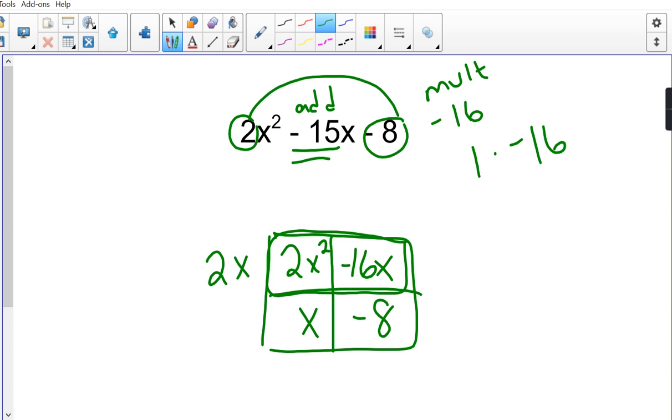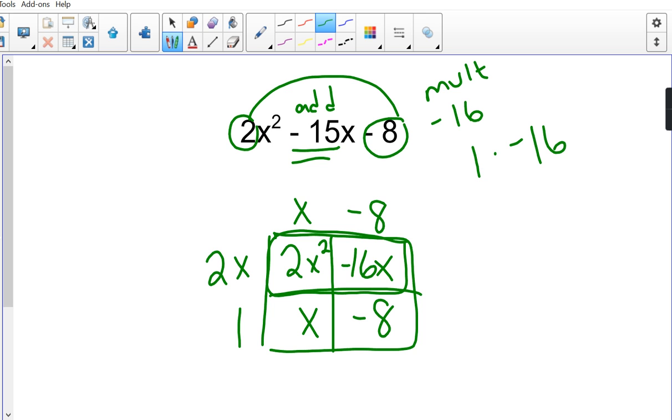So to get 2x squared, we'd have to multiply by x. 2x times x is 2x squared. To get negative 16x, we need negative 8. Negative 8 times 2x is negative 16x. Then to get from x to x, we're just going to multiply by 1. x times 1 is x. And check that last box, negative 8 times 1 is negative 8.